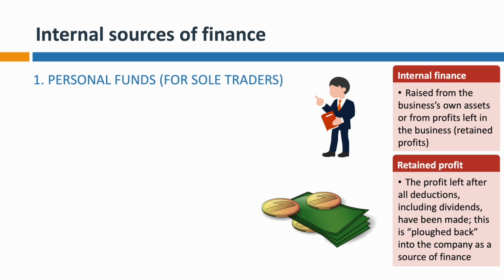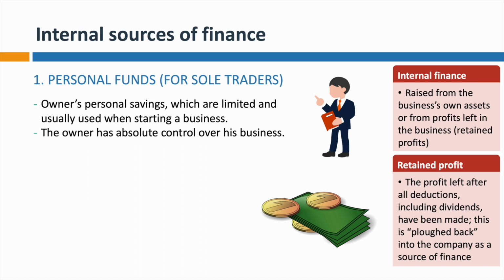The first type of internal source that we're going to cover is personal funds. These are most probably going to be used by startup businesses, by smaller businesses, sole traders, or partnerships. And the idea is that the owner is taking their own personal savings and investing it into their own business. The disadvantage is that obviously the personal savings are going to be limited. Usually, the owner is going to use these savings up when starting a business.